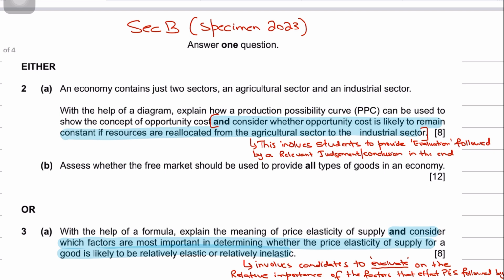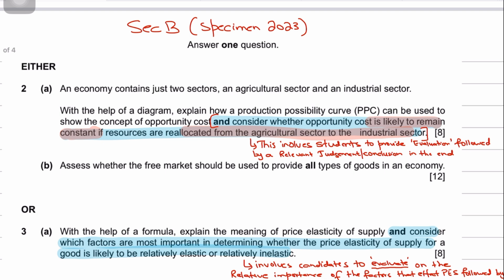What's the narrative here? The simple narrative here is that they're asking us that the production possibility curve could be used to show the concept of opportunity cost. So that's narrative number 1. There's another narrative that is mentioned in the question, and that is that opportunity cost is likely to remain constant if resources are reallocated, which means that opportunity cost might be constant and it might be not. That's another narrative.